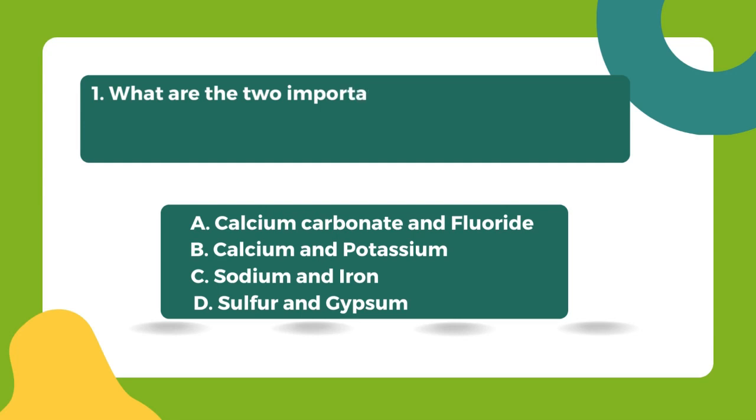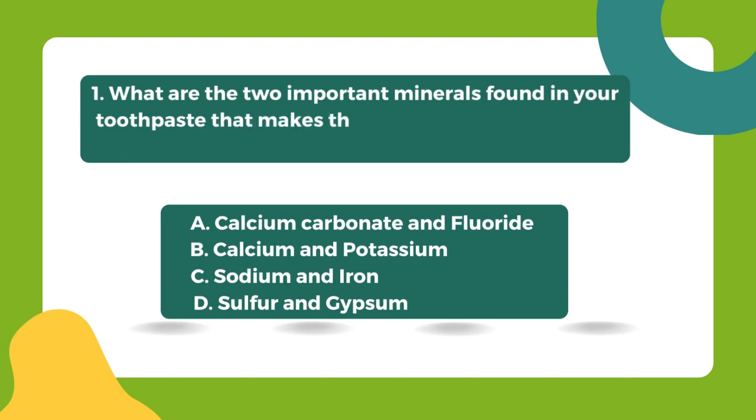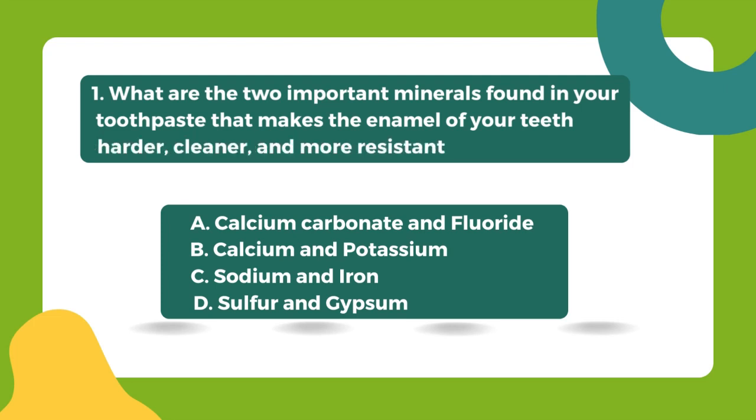1. What are the 2 important minerals found in your toothpaste that make the enamel of your teeth harder, cleaner, and more resistant to acid wear? A. Calcium carbonate and fluoride. B. Calcium and potassium. C. Sodium and iron. Or D. Sulfur and gypsum.